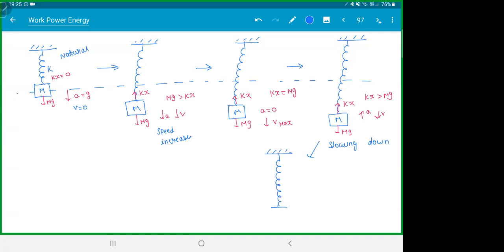So this is n. Now this will continue to go further, right? So this will finally stop. At this point, this is your maximum elongation. This is kx. This is mg. Kx is greater than mg. So the block will start going up. So when the block goes up, this is kx, this is mg. Now you're having acceleration also, velocity also.